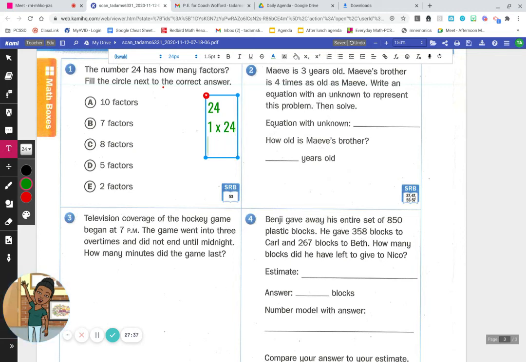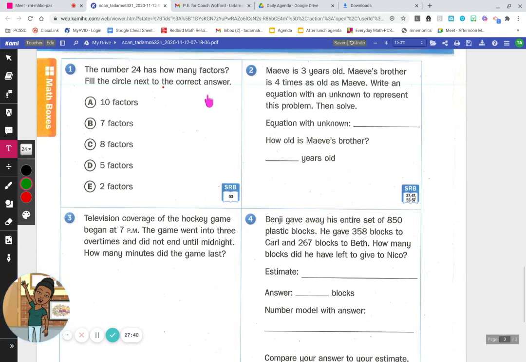So I'm asking you, how many factors does the number 24 have? So instead of 24, ask yourself how many factors. For sure, there's 1 in 24. Keep going, and you're telling me how many factors the number 24 has.